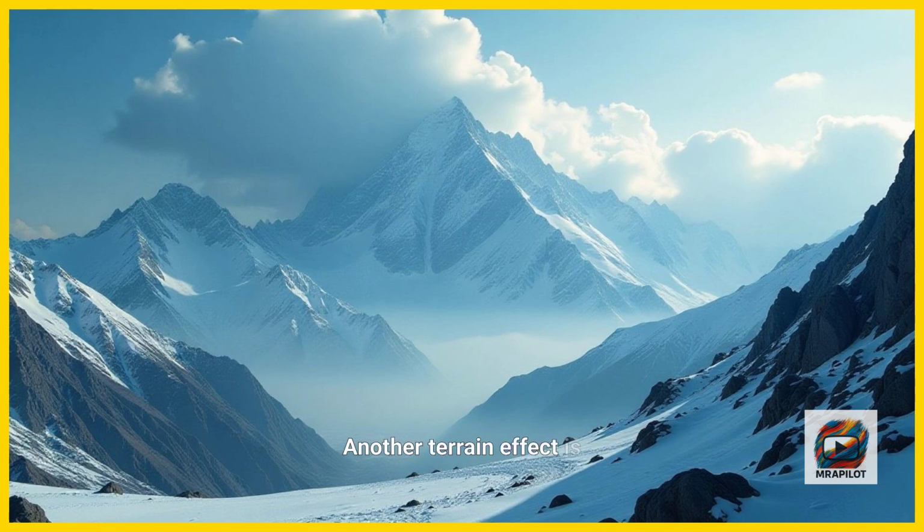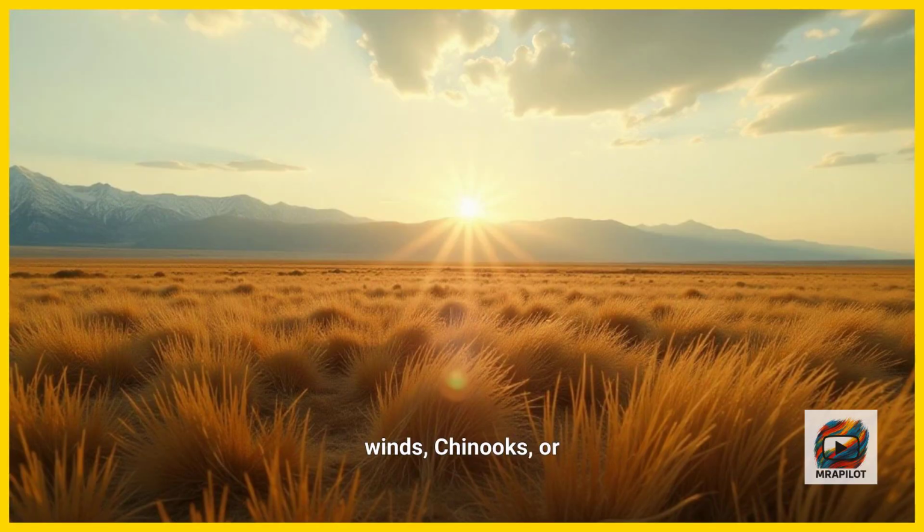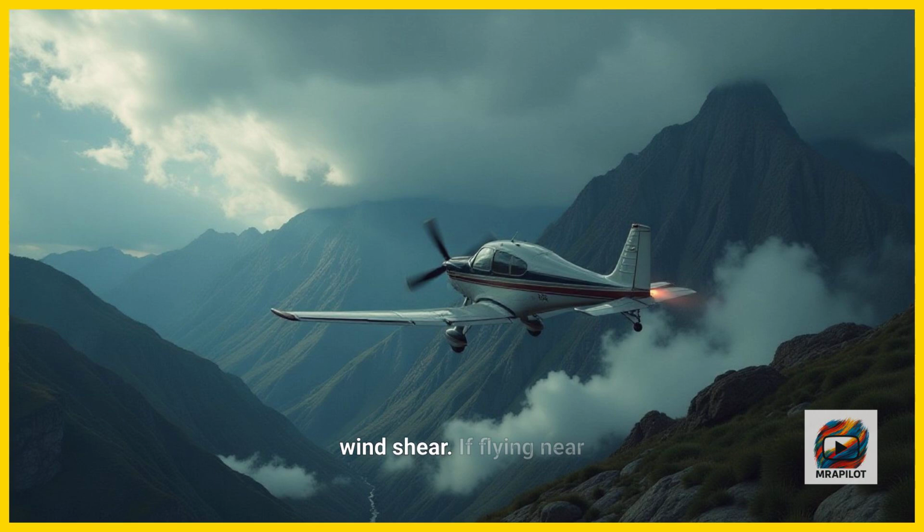Another terrain effect is downslope windstorms. When strong winds cross mountains and descend on the lee side, the air compresses and warms, creating hot, dry, and gusty winds. These are also called Foehn winds, Chinooks, or Santa Anas. They can dramatically increase surface temperatures in minutes, reduce humidity, and cause severe turbulence and wind shear. If flying near mountainous regions under high wind warnings, stay alert for these local wind events.